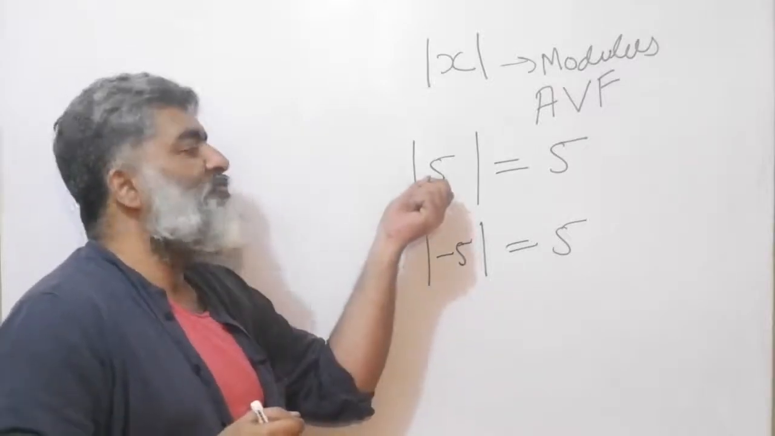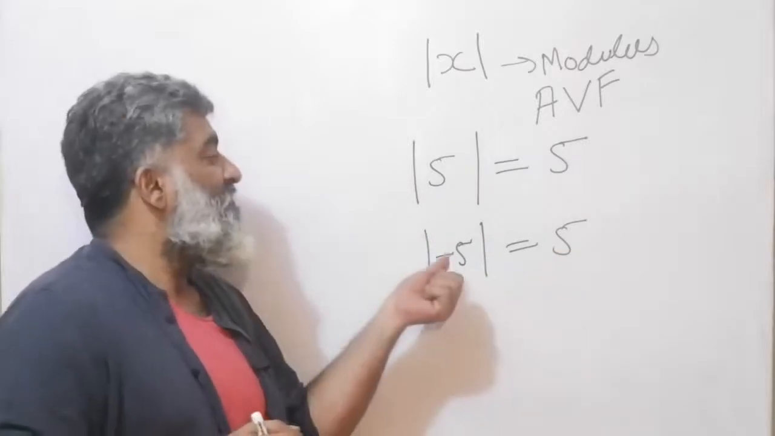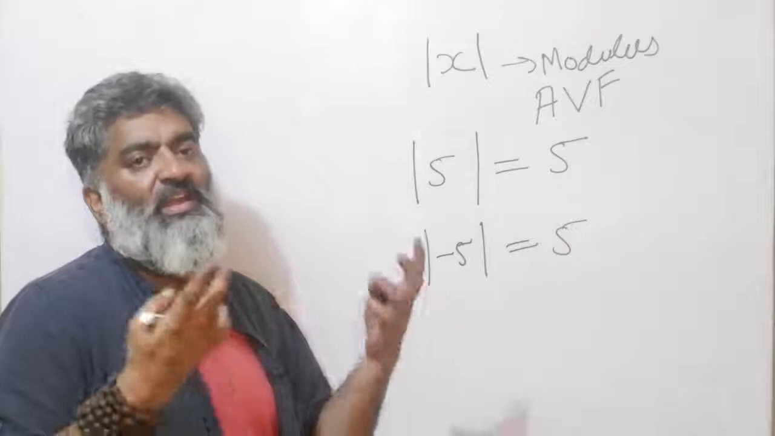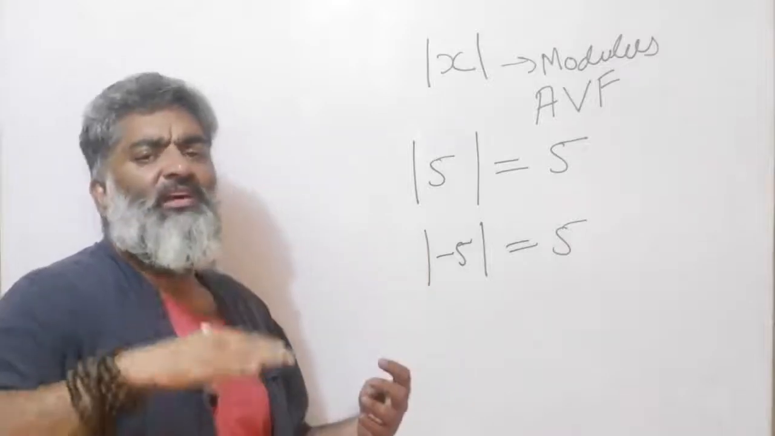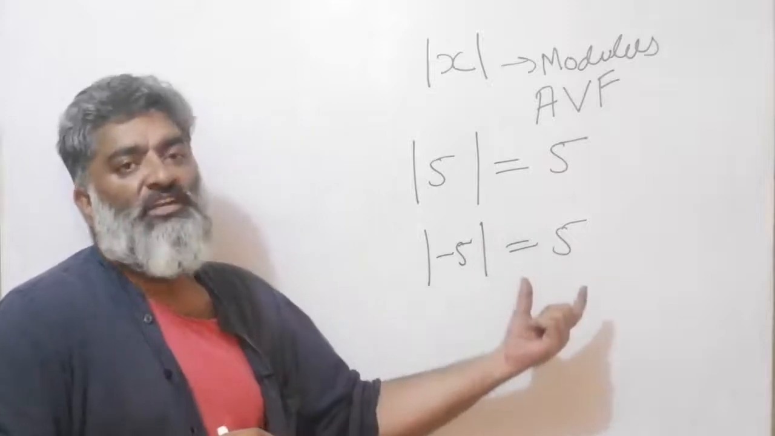If the value is positive, it will give you the same value as output. If the value is negative, it will convert it. As of now, we're not being very technical. I'm looking at it from like a 7th standard point of view. It will convert it into a positive number.